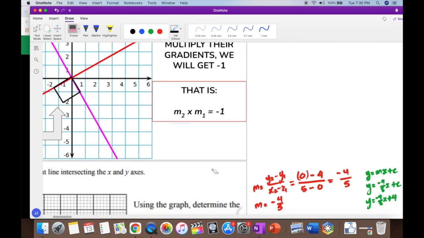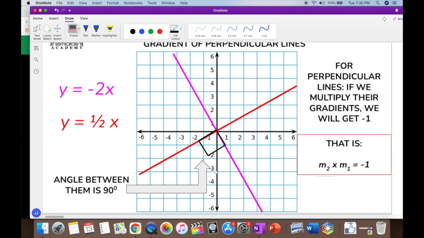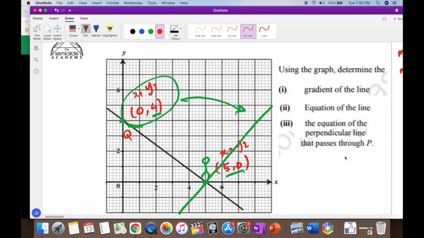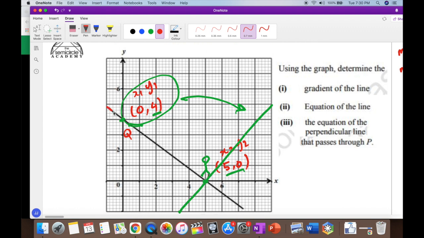So the whole point is that we only know this one thing: if you have two lines and you multiply their gradients, and you get -1, that means they are perpendicular. If you don't get -1, then they're not perpendicular. You understand that? Yes, sir. Right? So that means that when it comes to perpendicular lines, if I take the gradient of this line and multiply it by the gradient of this line, I am supposed to get -1.